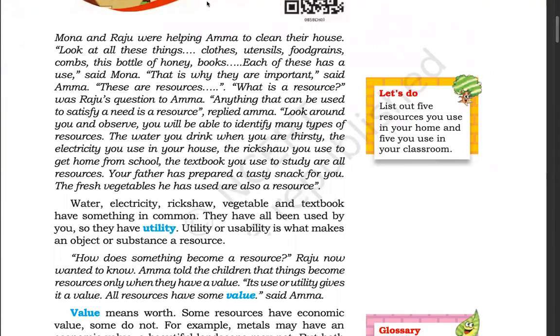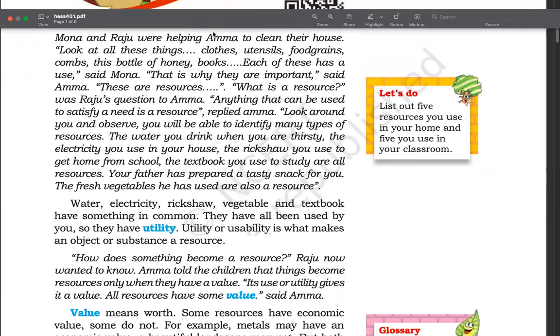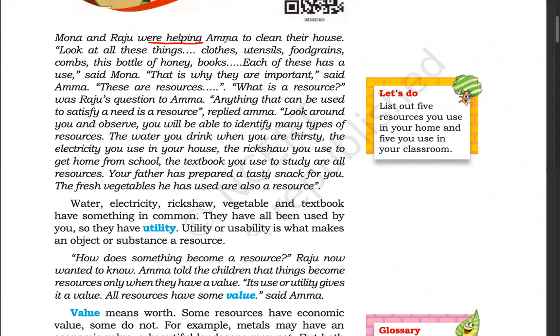Okay, so let's start. Mona and Raju were helping Amma to clean their house. Look at all these things: clothes, utensils, food grains, combs, and the bottle of honey. Books. Each of these has a use, said Mona. So, what did Mona say?